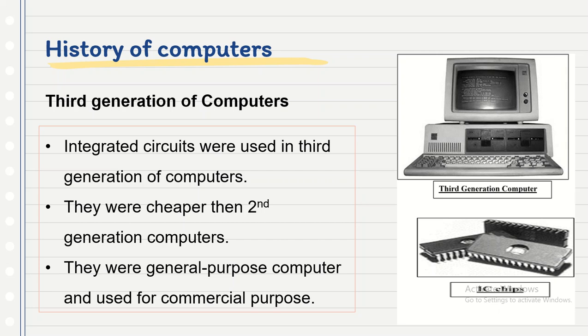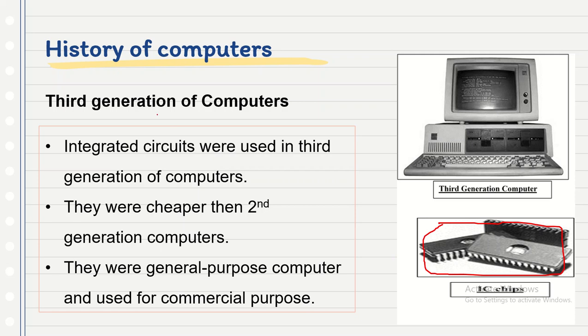Third generation of computer. In the third generation of computer, integrated circuits were used. You can see the integrated circuits, the size became very small. Now these integrated circuits were used for the transfer of electricity and its circuitry.